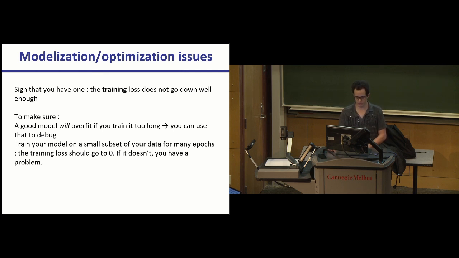First, if you want to make sure that your loss is not going down well enough, you should remember that models, if you train them too long, will overfit. Usually that's something you don't want, but it's also something you can use for debugging purposes, because if you train your model on a part of the data, and you look at just the training loss, it should go to 0. That's not something you want in training, but if it doesn't do that in this specific context, that means you have a problem. So that may help you find it.